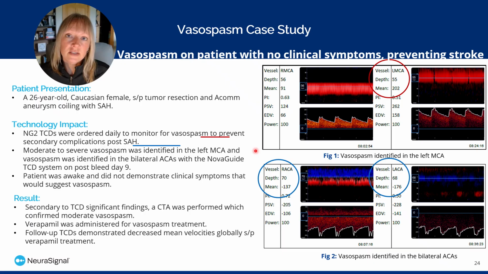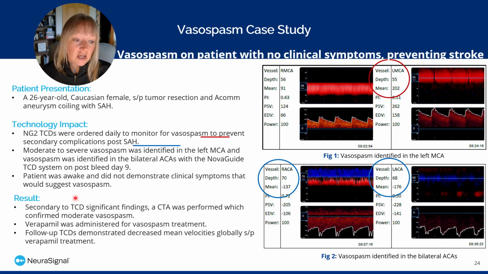And here is a case study on a vasospasm or subarachnoid hemorrhage patient. We had a 26-year-old Caucasian female, status post tumor resection and ACOM aneurysm coiling, as we said, with subarachnoid hemorrhage. This patient had no clinical symptoms. So there were no symptoms to suggest vasospasm, and TCD was performed daily. And on this day, we found mean velocities elevated in the left MCA of 202, and bilaterally the ACAs were elevated. That cutoff is 130, so 137 on the right ACA and 176 on the left ACA.